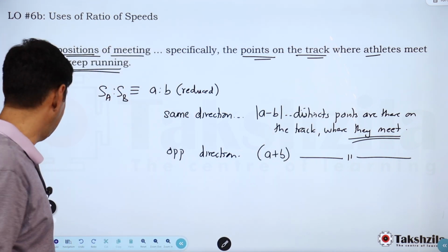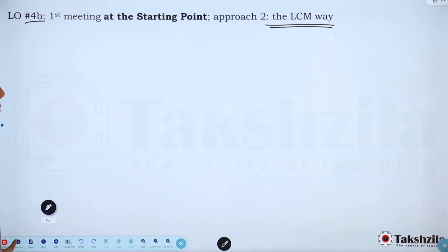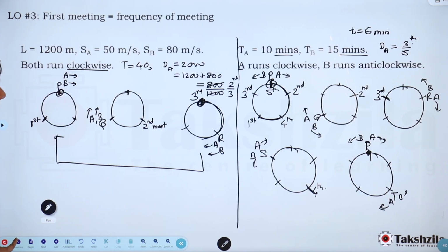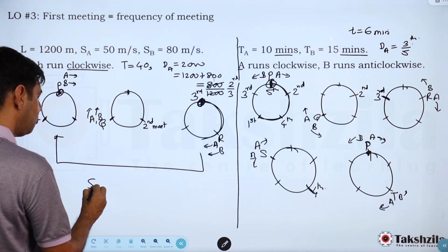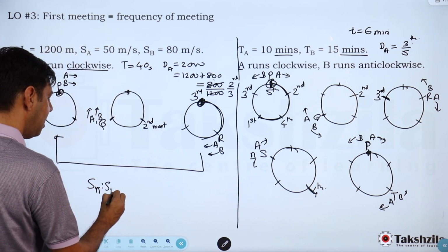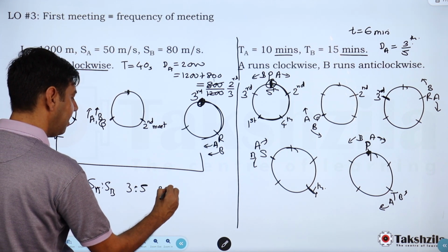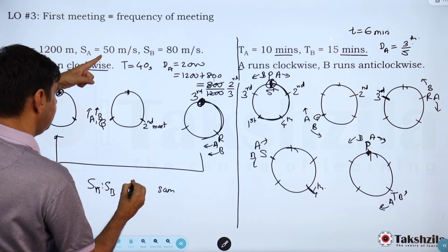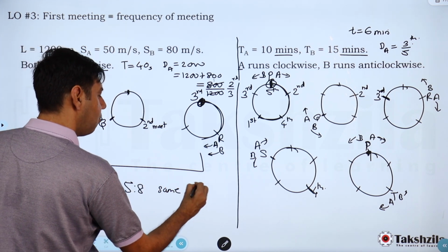In fact, we have seen this earlier also, students. So I'll have to go back quite a bit. So remember that whole detailed understanding. So here is the ratio of the speeds, nothing but 3:5, and they are in the same, sorry, what is the ratio of the speeds? 5:8, and they are in the same direction, so we got 3.